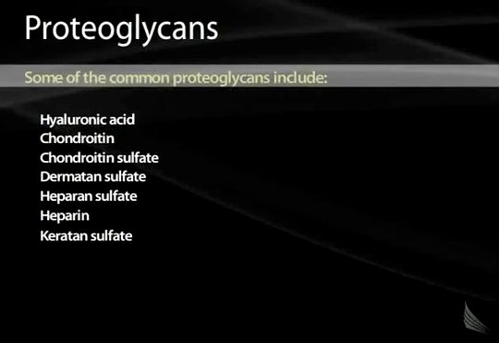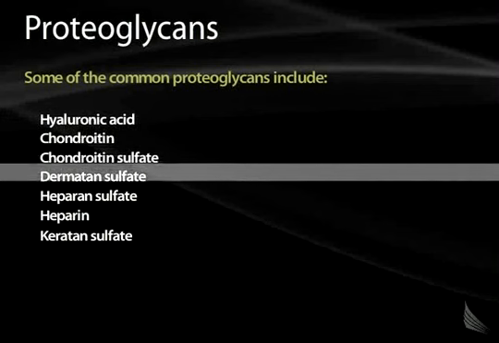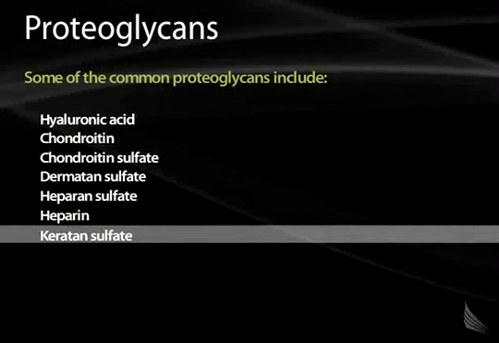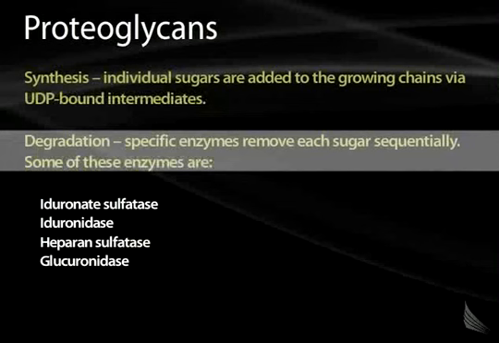Now, some of the common proteoglycans are names that you probably recognize. These are things like hyaluronic acid, chondroitin or chondroitin sulfate, dermatan sulfate, heparan sulfate, heparin, and keratan sulfate. And these have functions in the extracellular matrix of different tissues in the body. Now, these molecules are synthesized by taking individual sugars and adding them to growing chains by UDP-bound intermediates. The degradation of these is done by specific enzymes which remove each of these sugars sequentially.